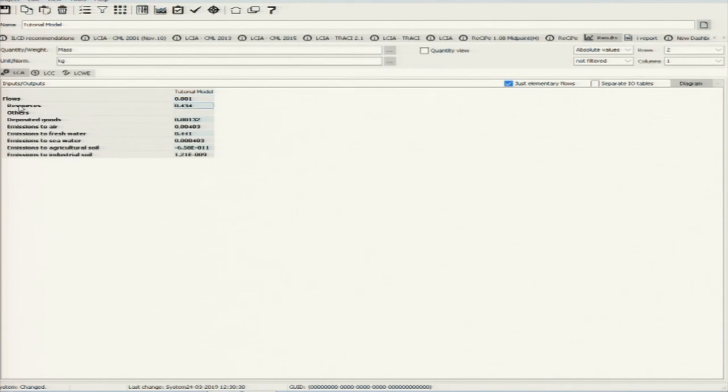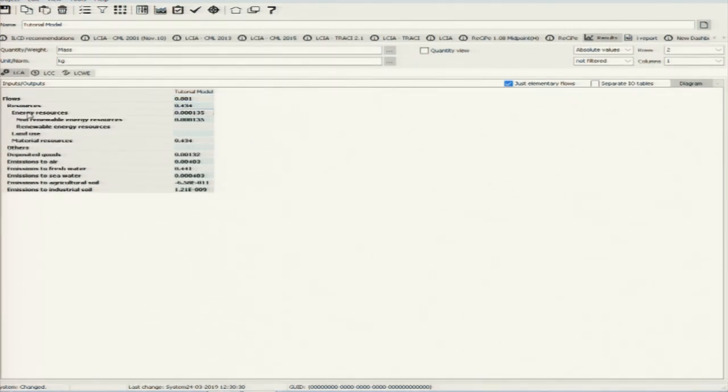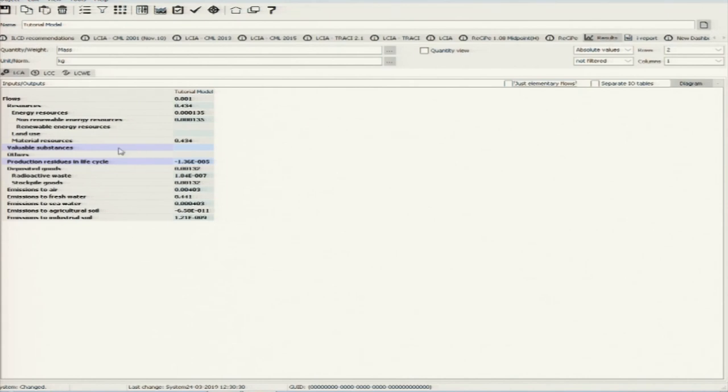If I double click here, it is expanding, and further, I can expand and collapse to see what are the impacts. So this is inputs and outputs. Also, these are just elementary flows. If I unclick this, it will show all the flows, valuable substances and production residues in the life cycle. So it is showing non-elementary flows also.